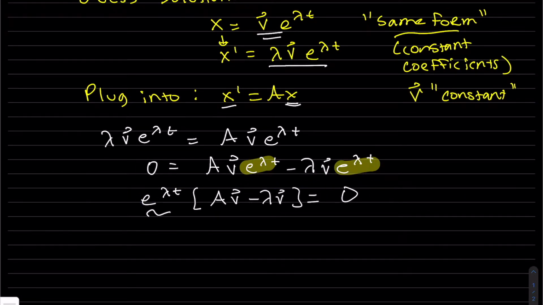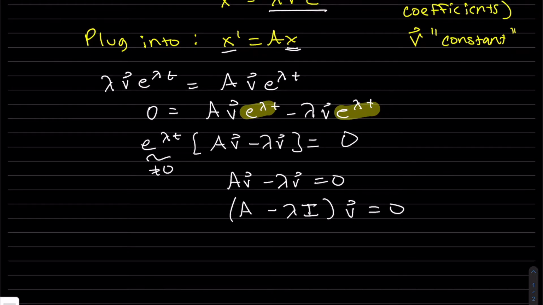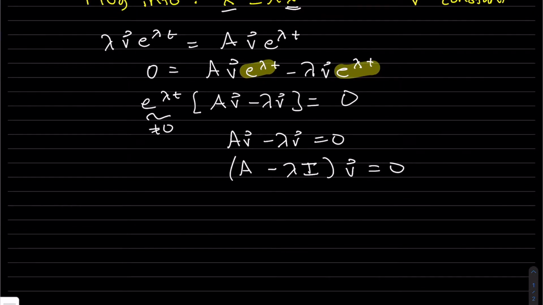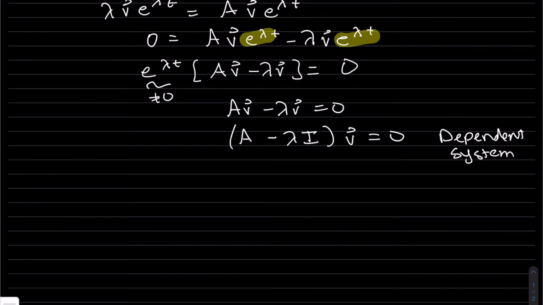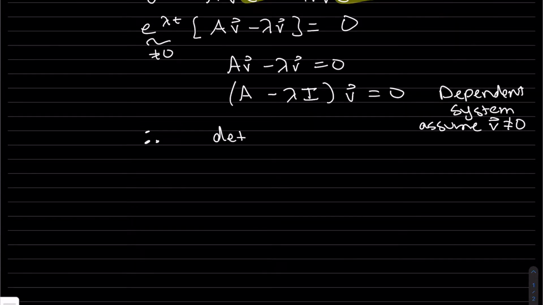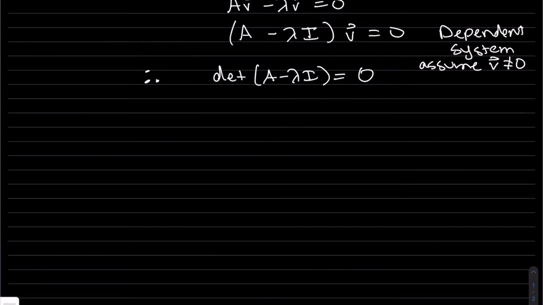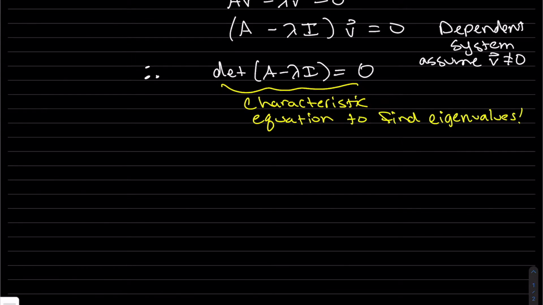Since this can never be 0, and I hope you recognize this, this is how we make our eigenvectors, and it is a dependent system because we assume v doesn't equal 0, because that would be the trivial solution. And this is exactly our characteristic equation to find our eigenvalues. So here's the theorem.